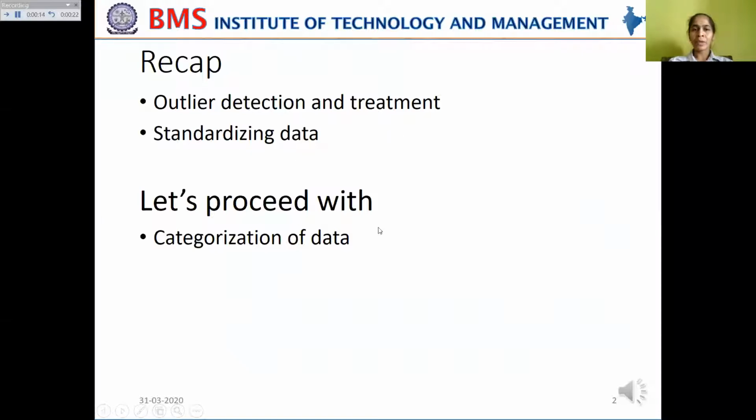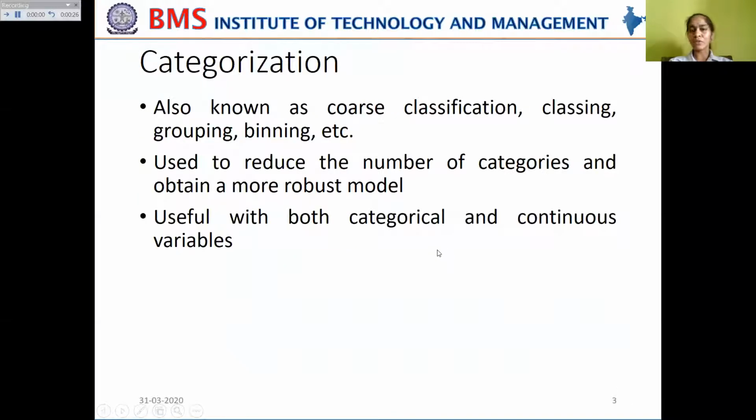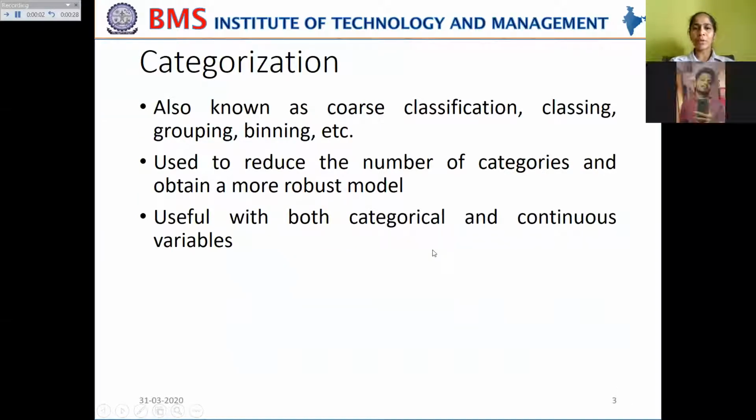of the data. Now let us proceed with the next topic: how to categorize the data to reduce the number of values under a particular parameter.